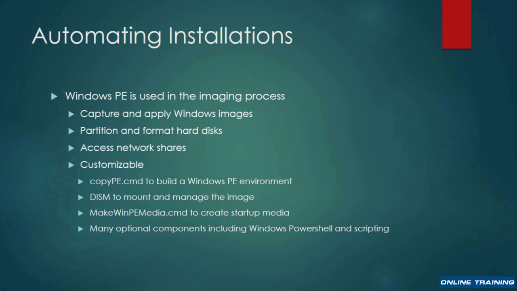In the imaging process, Windows PE is going to be used to capture images on a reference computer. It's also going to be used on the other end to apply images. On that end, it would be used as well to partition and format hard disk, to access network shares and whatnot. It is customizable. There are several utilities that you can use in order to customize it.